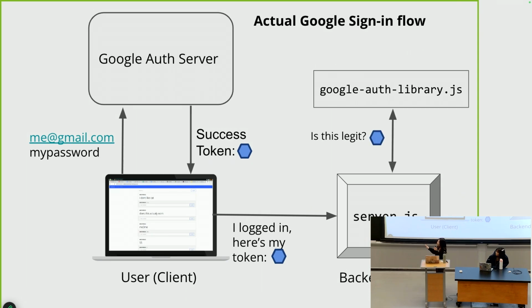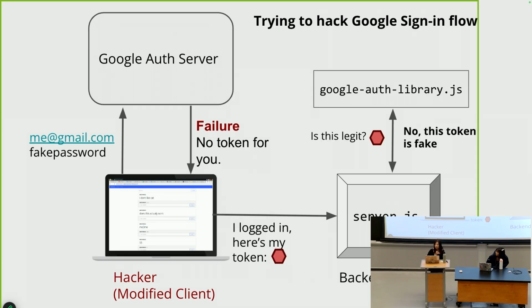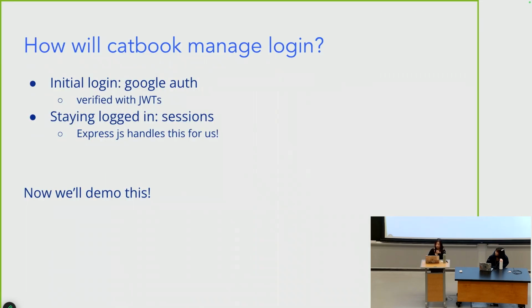So now the server is going to make sure this is a legit token by checking in the Google Auth library that was very conveniently set up for us. And then once it verifies that it's a legit token, it's going to check the user database. It's not going to work if you're a hacker, because the hacker is not going to get a token. So this sign-in flow is not going to work for them. Even if you spoof a token, the server is going to check in the Google Auth library and see that this is a forged token, so you're not going to be able to get your information.